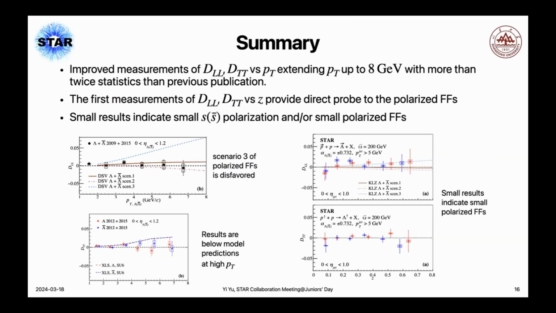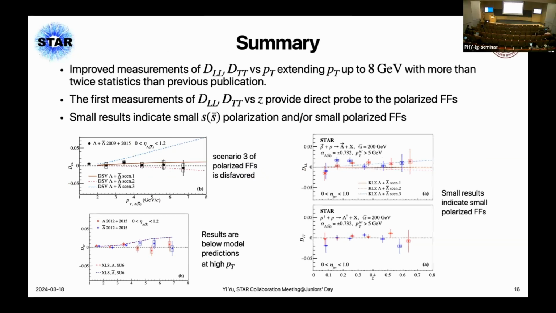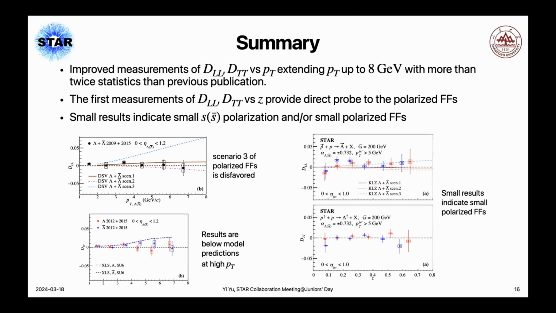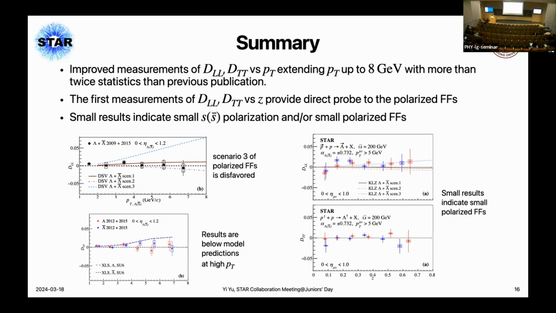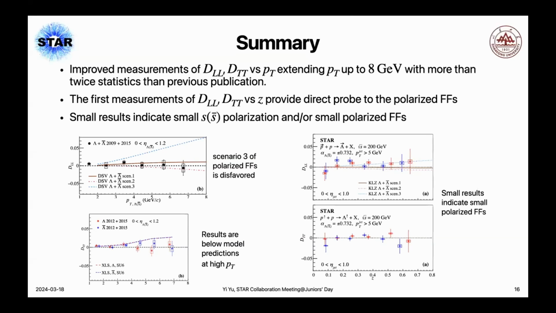So here comes my summary. In this analysis, we provide improved measurements of DLL and DTT as a function of hyperon momentum, with the data set taken in 2015. This data set extends the hyperon PT up to 8 GeV, and the statistics are more than twice those of the previously published result.